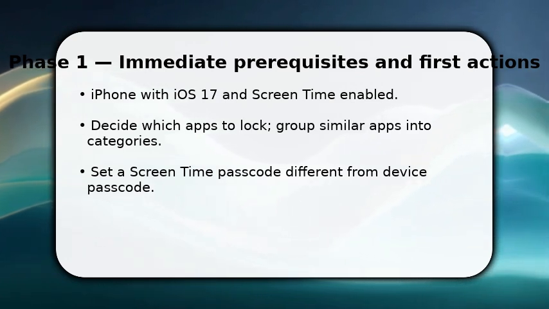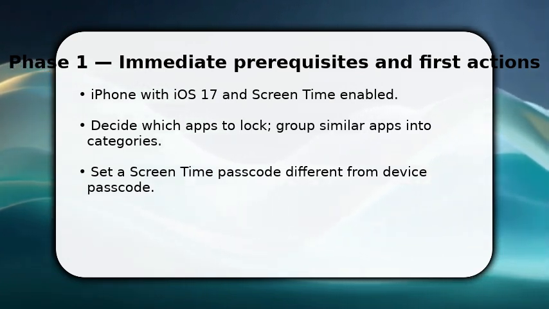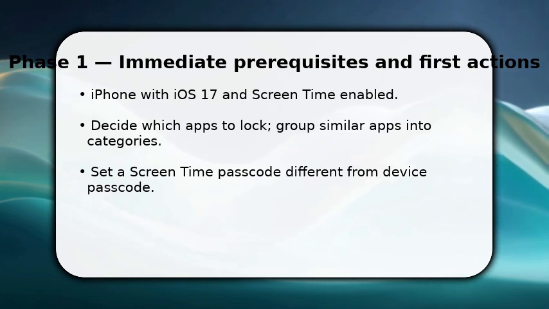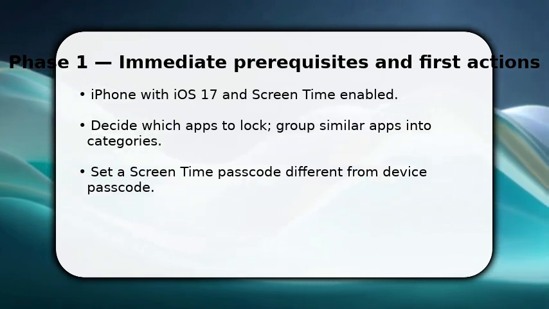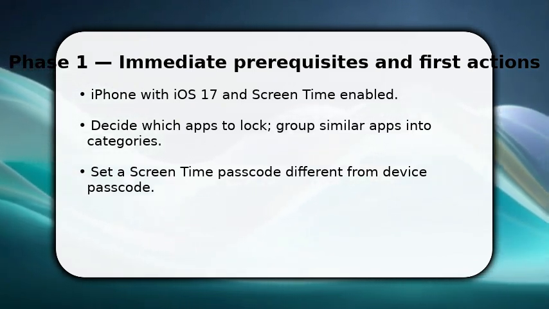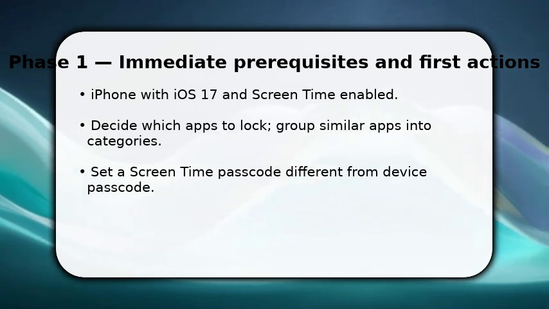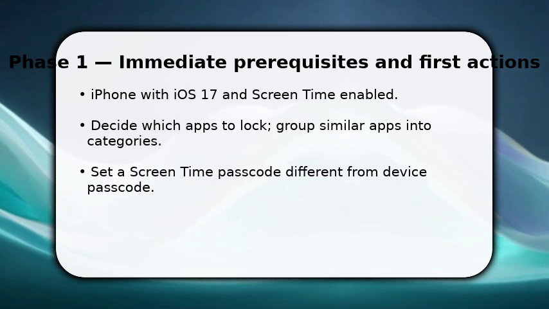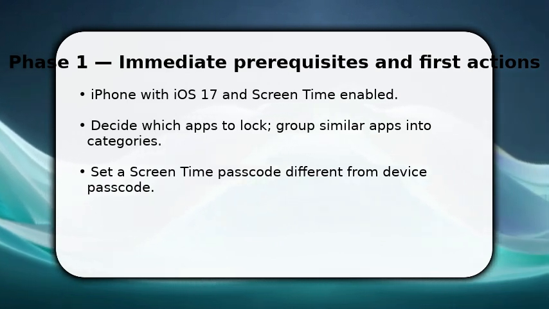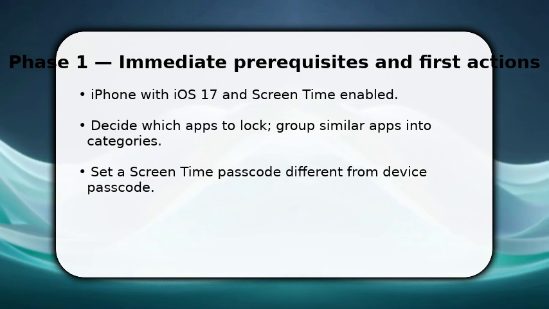First, open Settings, right arrow, Screen Time, turn it on, and create a Screen Time passcode. Make it different from your unlock passcode so others can't change limits. Once done, pick the apps you want to control. This step sets the protection boundary. Make sure Screen Time is active and that you know the passcode before proceeding to create limits.